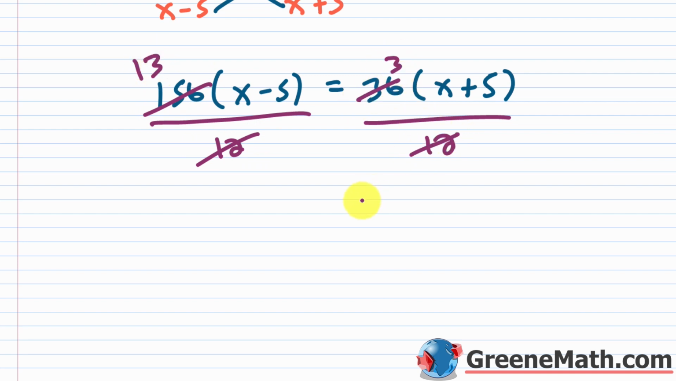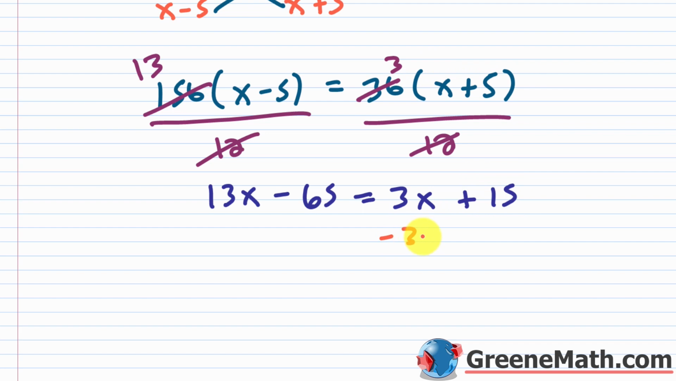Okay, so you can always multiply or divide both sides of an equation by the same non-zero number. You're not going to change the solution set, so it's perfectly legal. So over here, I would now have 13 times x, which is 13x, and then minus 13 times 5, which is 65. And this equals 3 times x, which is 3x, and then plus 3 times 5, which is 15.